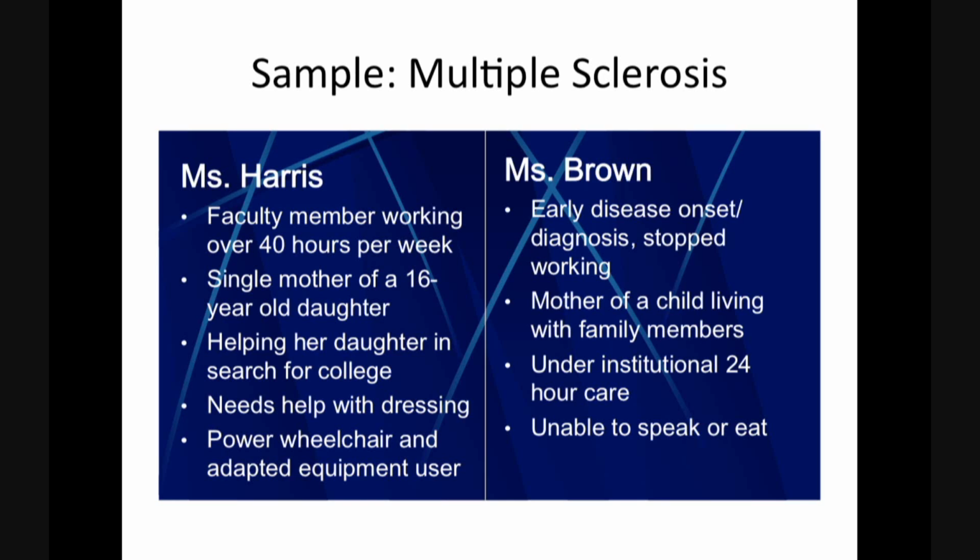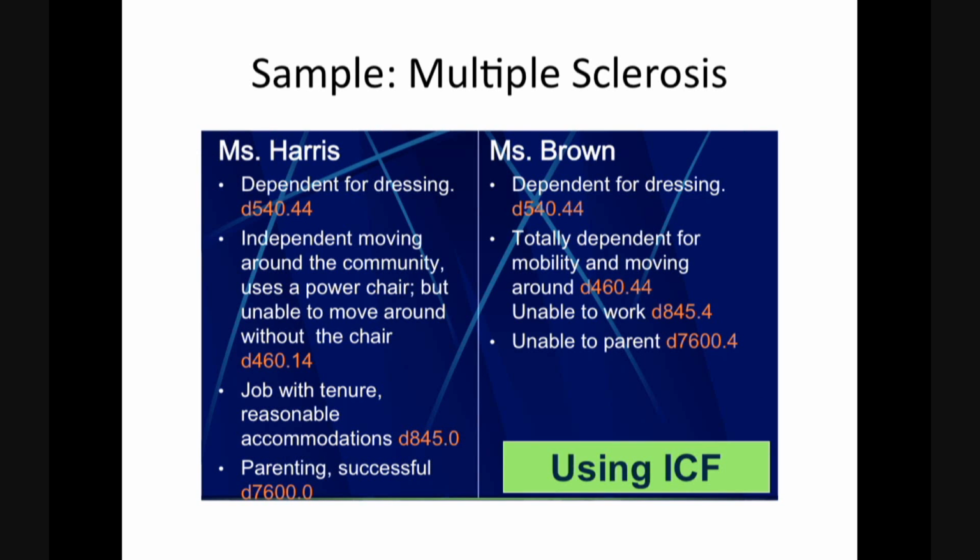While Miss Brown is on her early disease onset diagnosis, stopped working, mother of a child living with family members, and under institutional care 24 hours. And she is unable to speak. With those shown, you can see on the next screen that using ICF, Miss Harris and Miss Brown have different codes. To be more specific in coding body structure, the first, second, and third qualifiers are shown on the screen.